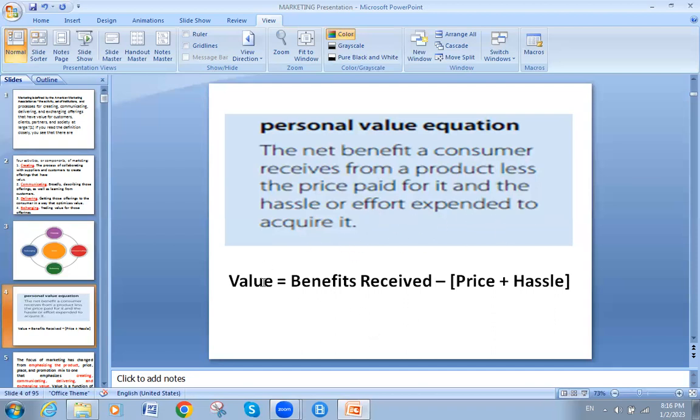So the value equals the benefit received minus the price plus the hassle. The benefits received are your gains, and you subtract your sacrifice. You sacrifice with the price and with the hassles as well. Those are the main points we have to talk about in marketing here.